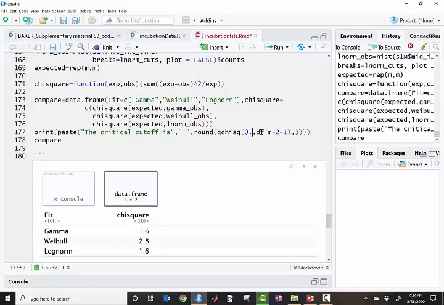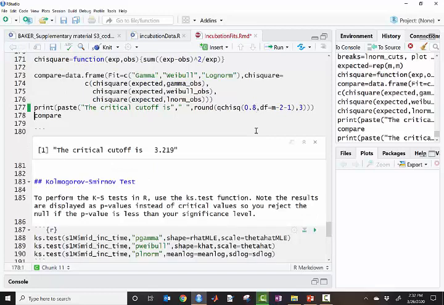So let's say instead we use a significance level of 0.2, in which case we would be looking at the 80th quantile of the gamma. Let's see what cutoff that gives us. So the critical cutoff in that case is 3.219. So all three distributions are still below that, and hence all three appear to be consistent with our data.